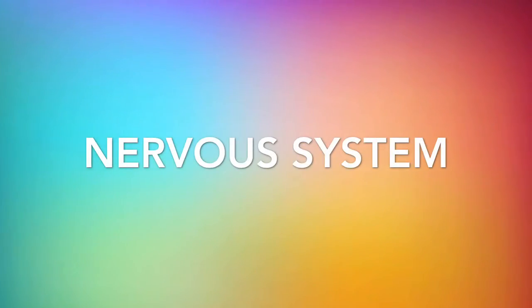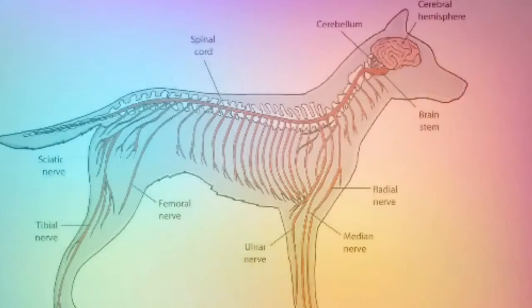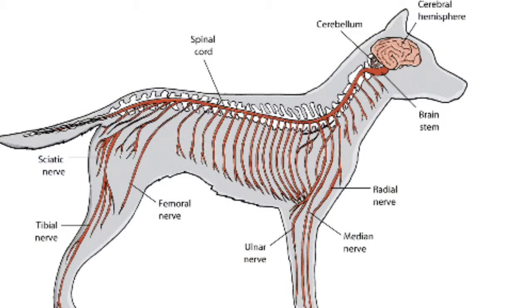The nervous system. The canine nervous system is divided into 2 main parts known as the central nervous system and the peripheral nervous system. The central nervous system is made up of the brain and spinal cord. The brain and spinal cord contain nerves called neurons. The brain is located within the skull, and the spinal cord is located within the vertebral canal or spine.